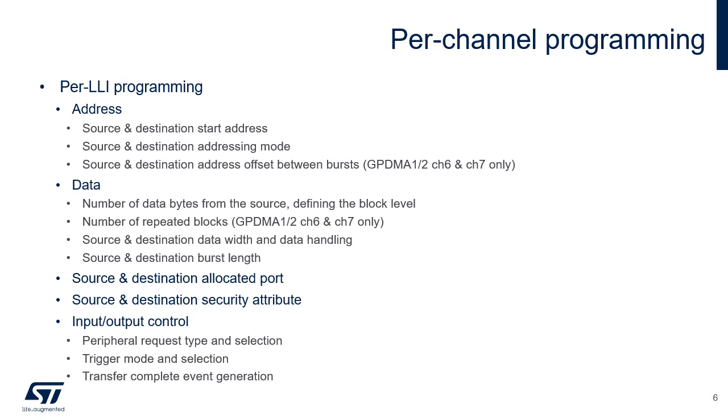The GPDMA supports additional settings: number of repeated blocks for channels 6 and 7, and burst length for all channels. The AHB ports used to access the source and destination locations have to be chosen. The security attribute is also selectable when the channel itself is programmed as secure. Finally, the input and output signals of the DMA controller have to be configured: peripheral request type and selection, trigger mode and selection, and transfer complete event generation.